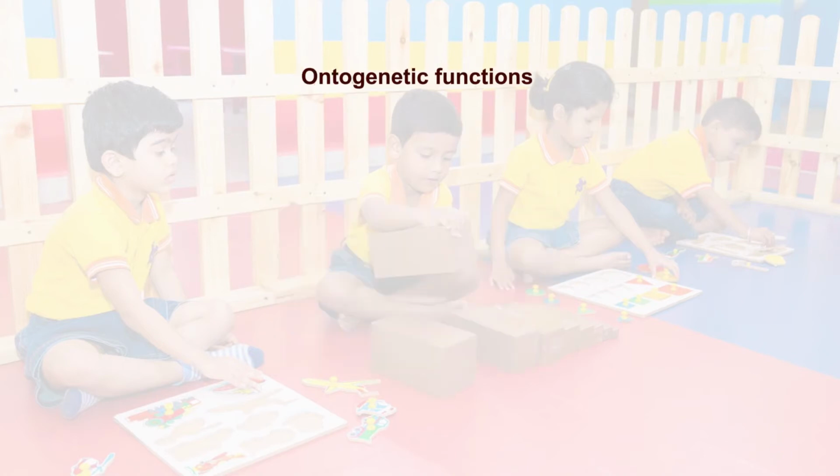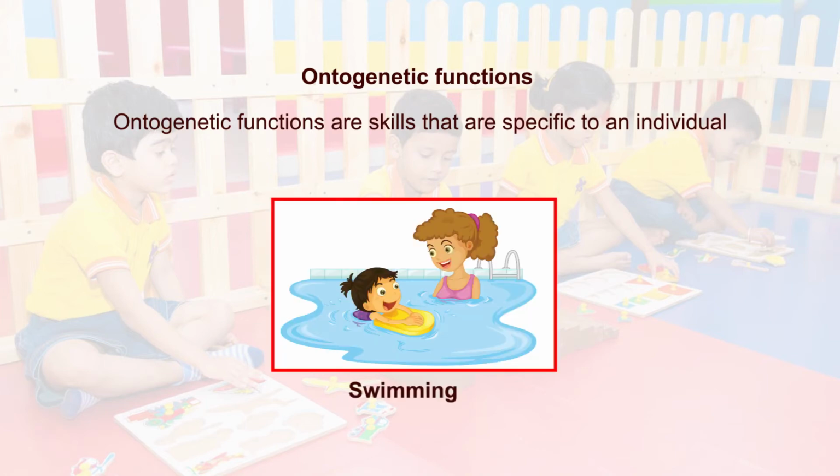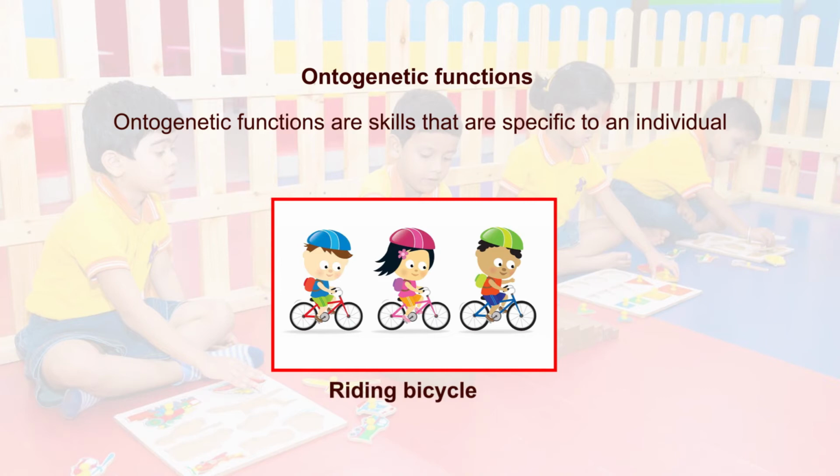Then ontogenetic functions. Ontogenetic functions are the skills that are specific to an individual. For example, skills like swimming, riding a bicycle, or even writing. Havighurst has referred to this maturational readiness as the teachable moment. It is because at this period the child cannot learn until they are developmentally ready.